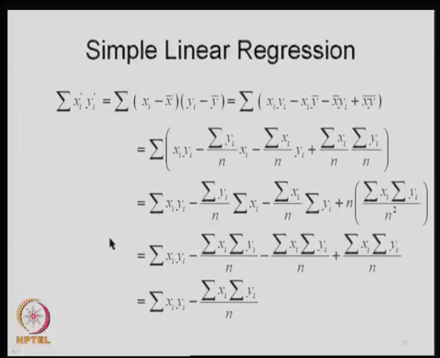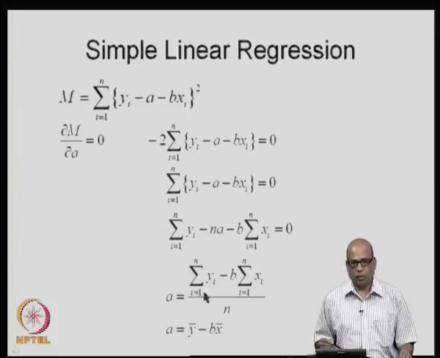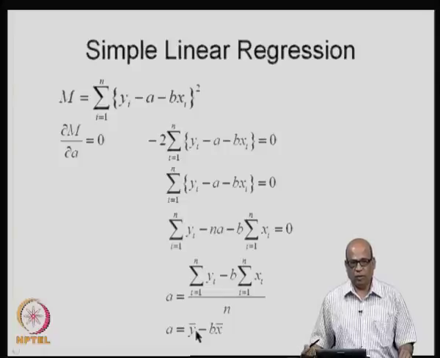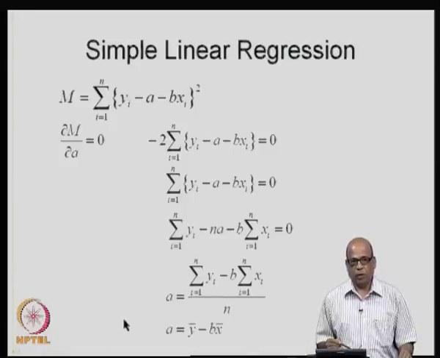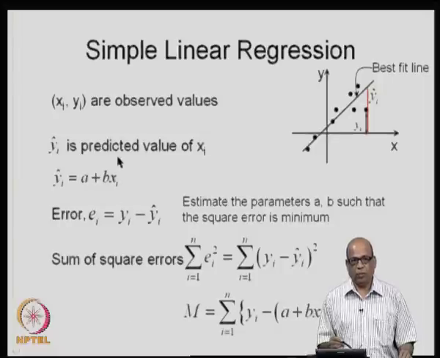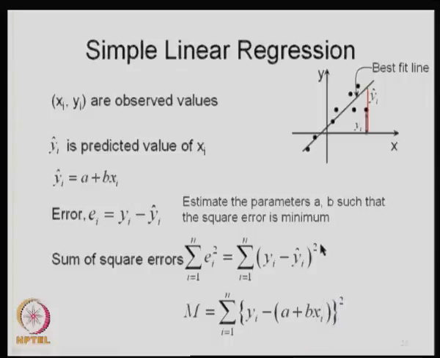Once you get b, you can get a from this expression: y bar minus b x bar. So, b you obtain from the relationship that we just discussed, and from that you know y bar, which is the mean of y, and you know x bar, and therefore, you get a. Once you get a and b, your relationship is completely defined: y_i bar is equal to a plus b x_i. So, this is how we obtain the best fit line for a scatter of points.